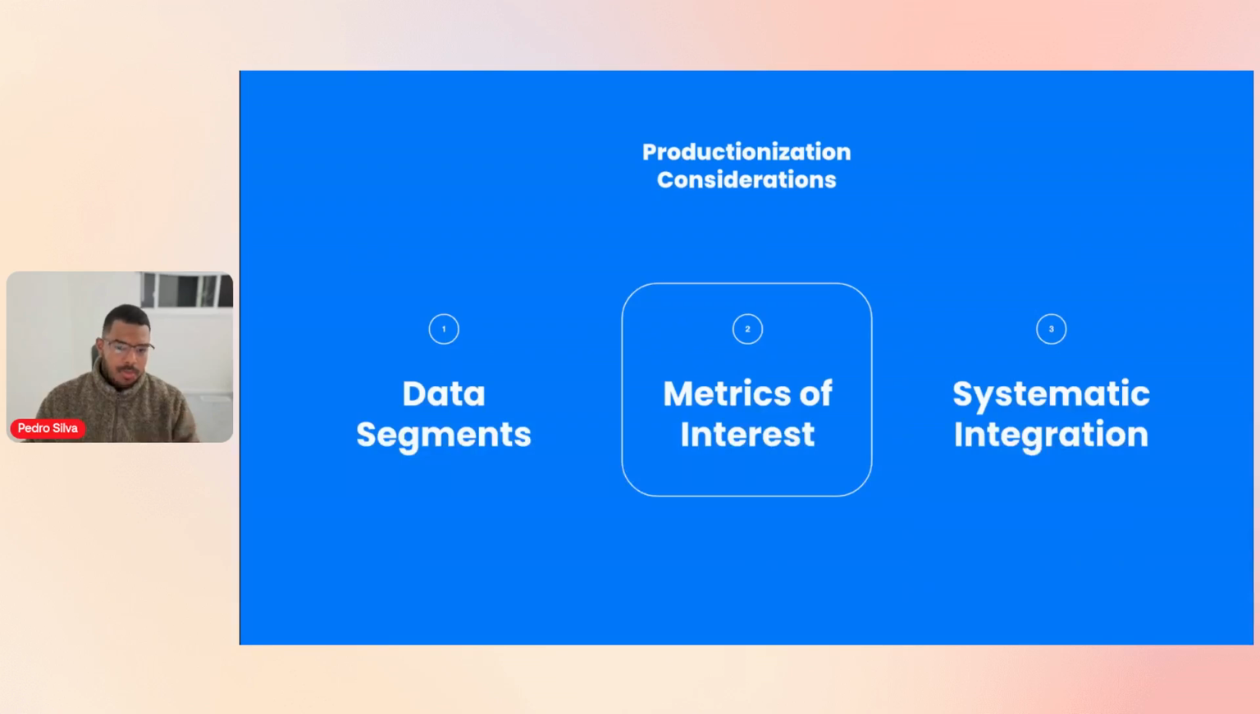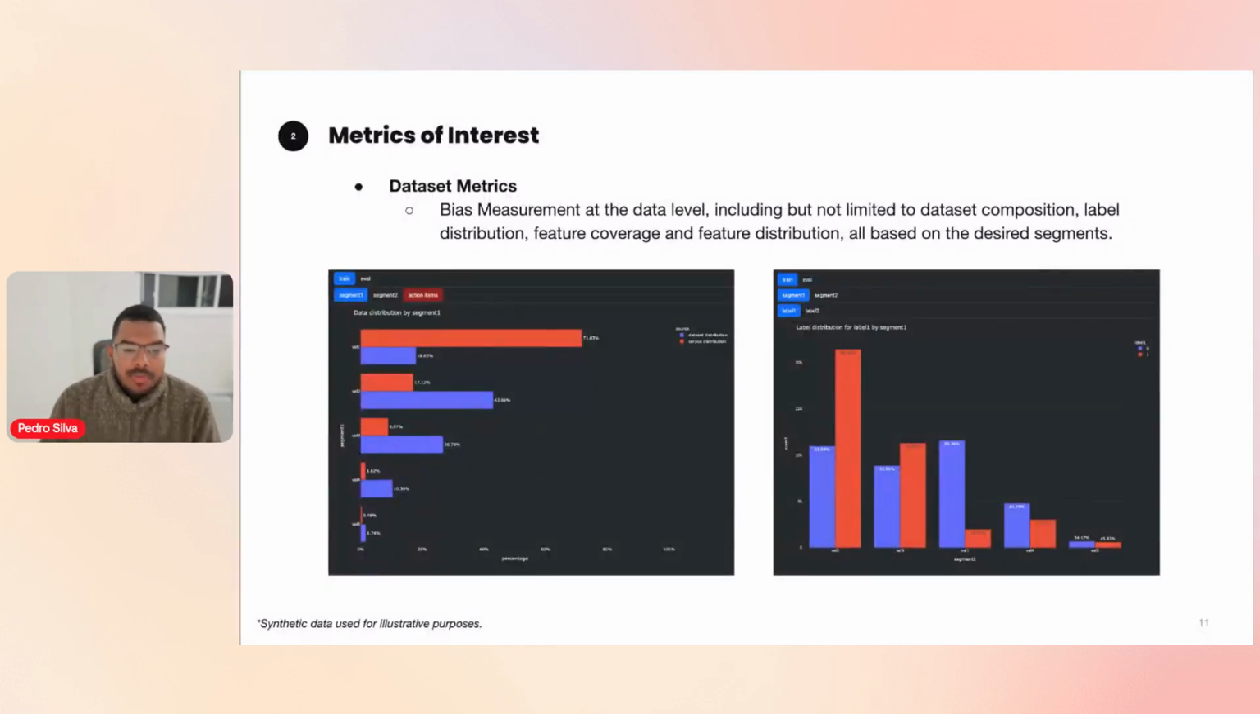The second part of this is looking at metrics of interest, right? There are a few different types of metrics that we thought about when we were doing this. The first one, of course, is data set metrics. This is basically looking at data set composition, label distribution, feature coverage, and feature distribution. There are a few different ways to do this, and the whole idea here is that you should do this based on the segments you care about, the segments you're trying to evaluate.